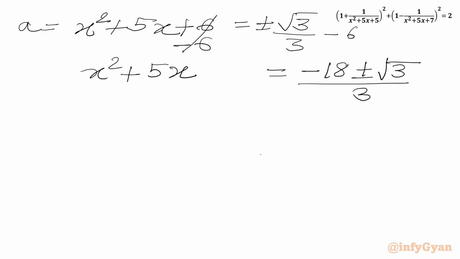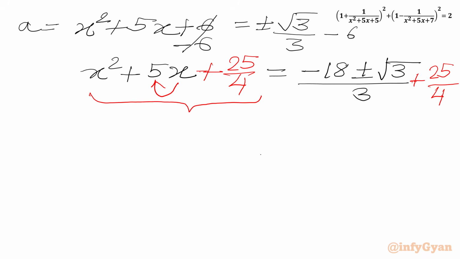Now this is one quadratic equation. I will be using the completing the square method. So coefficient of x is 5. Half of 5 is 5 over 2. Square of 5 over 2 is 25 over 4. We'll be adding 25 over 4 both sides. Now LHS will give us one perfect square of x plus 5 over 2.